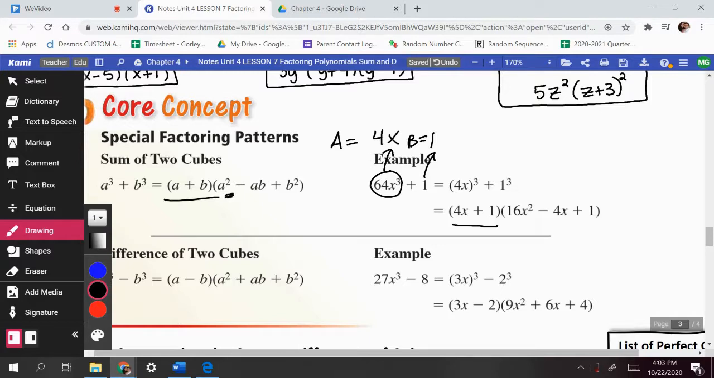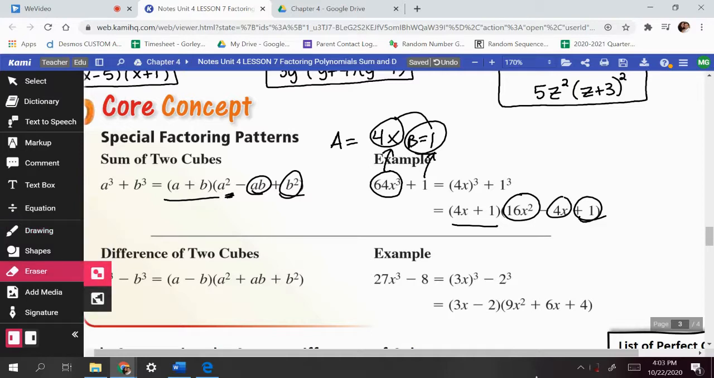Right, if I square 4x, I would get 16x squared. If I multiply these together, I get 4x. And then I have b squared, which if I square 1, I get 1. Okay, so we're going to do some of those examples together.